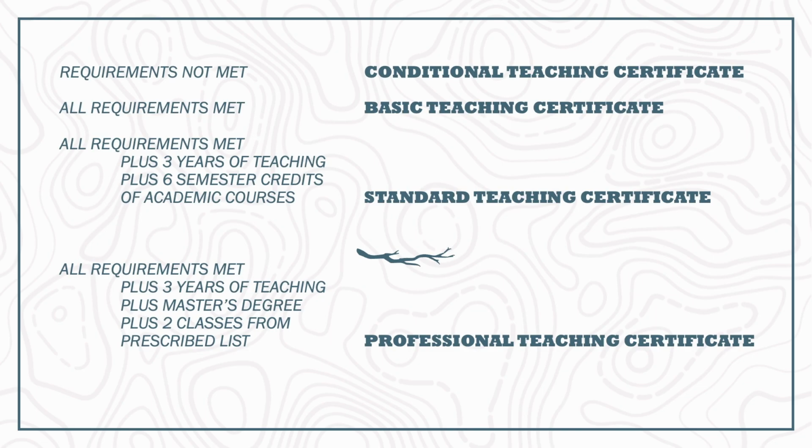So, as I said, professional teaching certificate is reserved for those who have a master's degree, plus 3 years of teaching, plus, now we have some people who will have a master's degree in accounting or a master's degree in psychology, and we need to bring you to the master teacher level, which means we require at least 2 classes from education, upper-class education courses, and there's a list of topics that you can choose from. So that's just looking forward. Like I said, many of you are starting with a conditional teaching certificate, and we will take this journey to where you want to grow professionally.